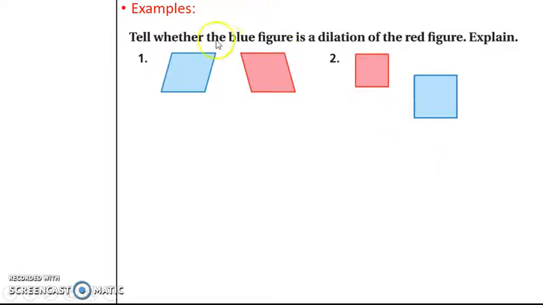Example 1: tell whether the blue figure is a dilation of the red figure and explain. Is the blue figure a dilation of the red figure? Remember, dilation means bigger or smaller. Did the blue figure change? The answer is no, because it didn't get any bigger or any smaller. They're the same shape, same size. Sorry, this is actually a reflection.